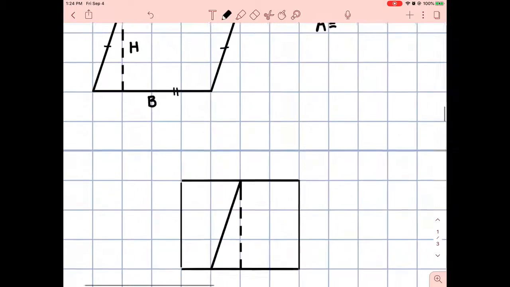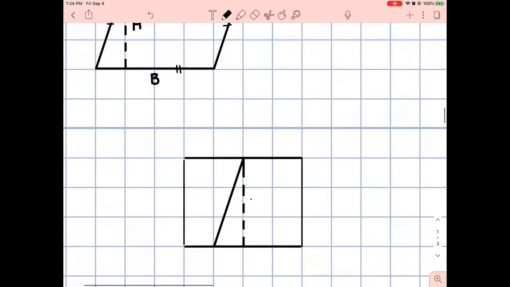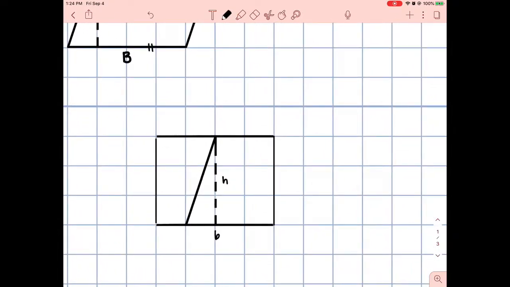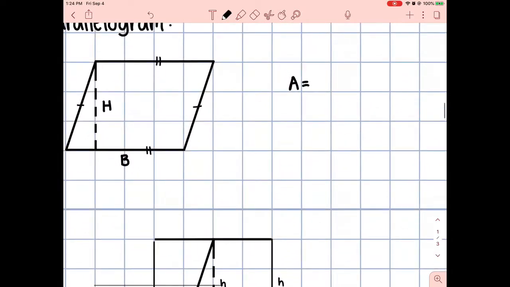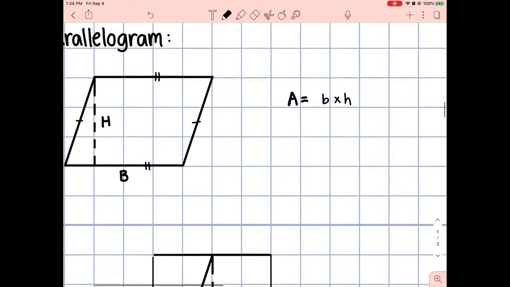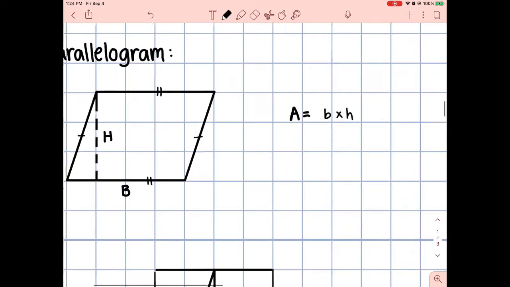So if we refer back to this image above, we can see that this is the height and this is the base. The height and one of the sides of the rectangle are exactly the same. So these two are the same length, which means that the dimensions of this parallelogram are actually the base and the height, which means to find the area, you would multiply the base and the height. And that is our formula for the area of a parallelogram.